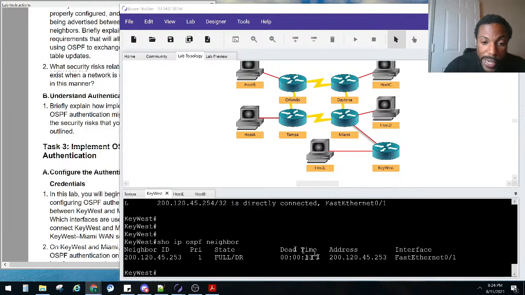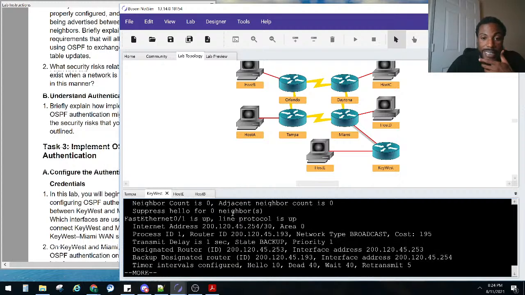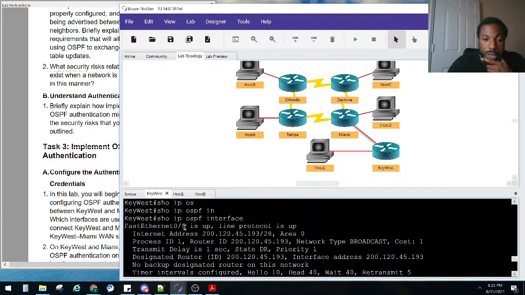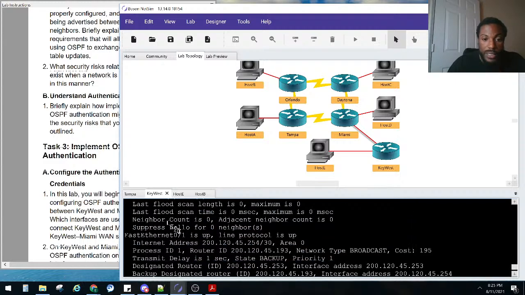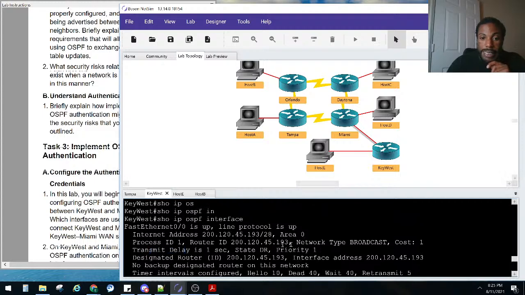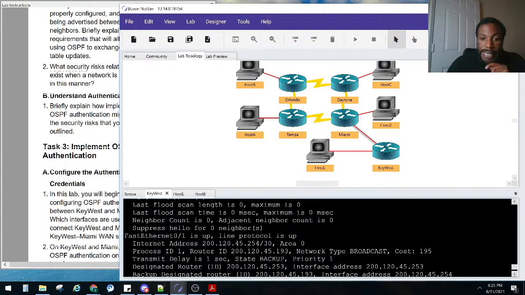So what else? We wanted to see what was the interface that connected it. So I think it's FA01. Another way to verify that is with show IP OSPF interface. And we'll see the interfaces participating in OSPF on this router. We have 00, and we have 01, which will probably be this guy right here. So we have that interface participating in OSPF in Key West. But we want to know which one is connected to Miami, right? Most likely that right there, 254, the broadcast network.